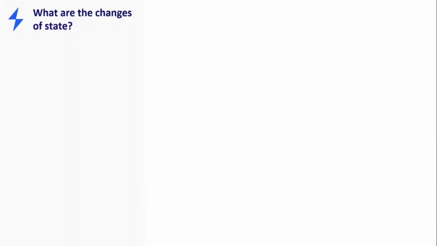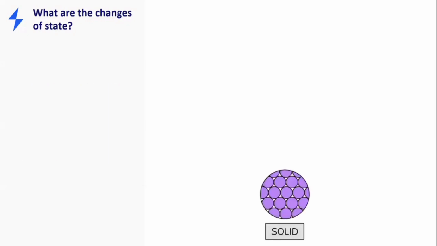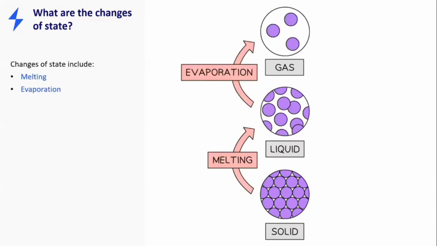As we already know, the three states of matter are solids, liquids and gases. Substances can change from one state to another, and you must be able to identify the change of state which has occurred. Let's start with a solid. Heating a solid up will transfer energy to the substance, causing it to melt and form a liquid. If further energy is transferred, it will evaporate and then form a gas.